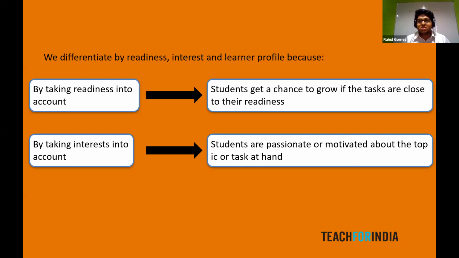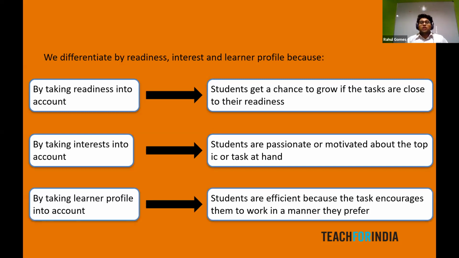By taking interests into account, we include opportunities for students to engage in things that they like, so students are passionate or motivated about the topic or task at hand. And by taking learner profile into account, students are efficient because the task encourages them to work in a manner that they prefer. When you give a student a simple choice, such as you can choose to work independently or in groups, students are efficient because they know that they can work in a way that they prefer, and work gets done in an efficient manner. We do a version of all three to ensure the students have a chance to grow, that they're motivated, and they're efficient. Quick, let's move on to our next key term.